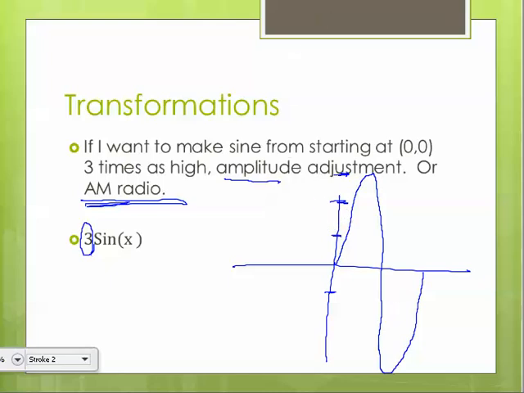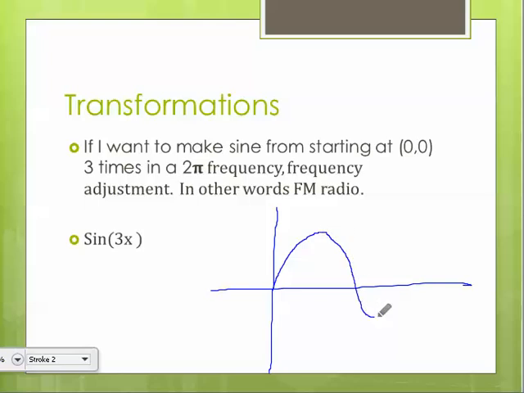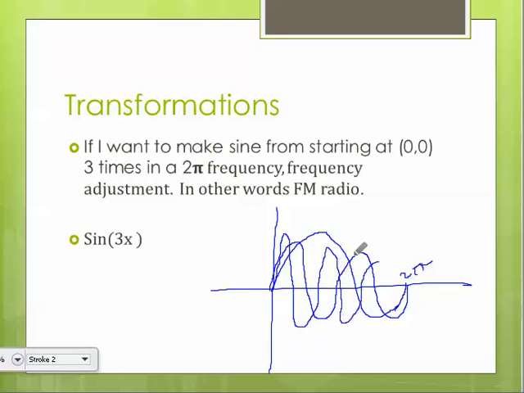Okay? Now, if I wanted to see, FM radio does a slightly different thing. So instead of repeating every 2 pi, they're adjusting their frequency this way, so that it occurs twice in that time frame or 3 times in that time frame. It's not getting any bigger waves or anything. It just is occurring more frequently.